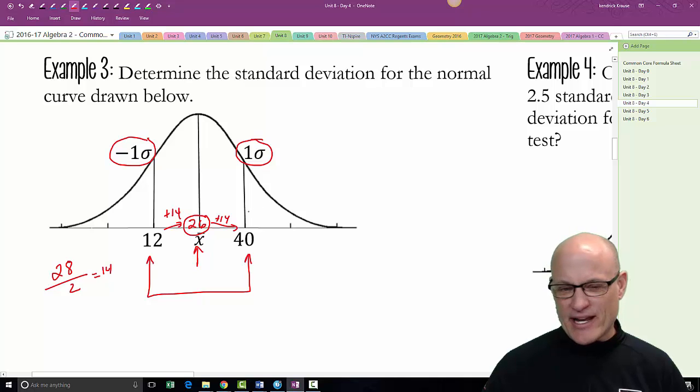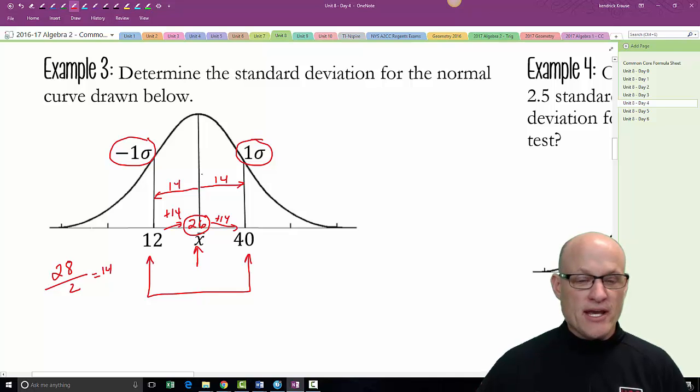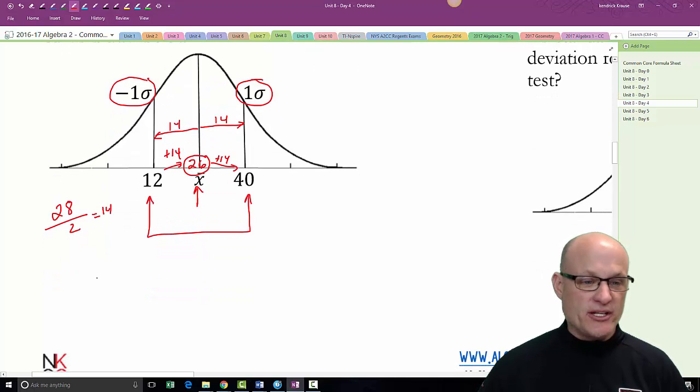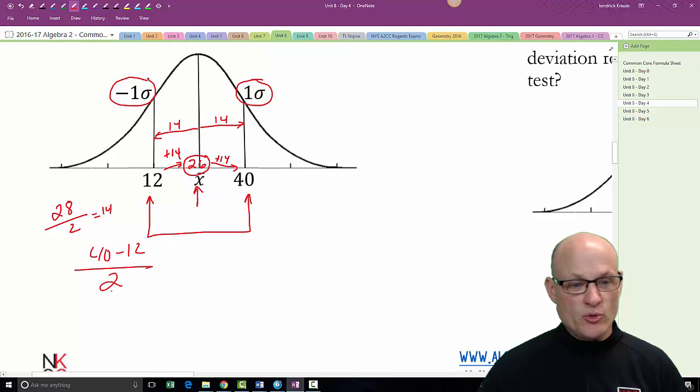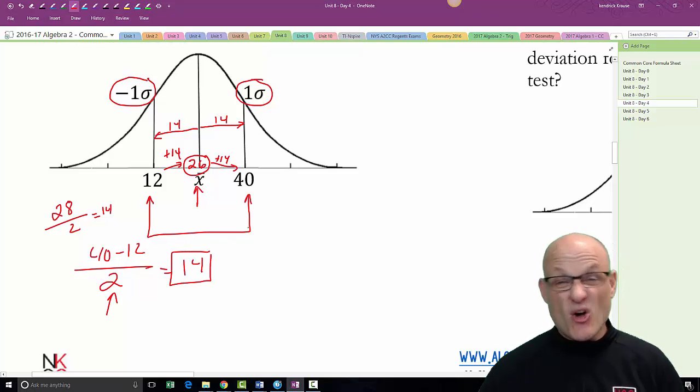Well, that's not exactly what they asked for. They asked for the standard deviation. Well, the standard deviation then would be just what is that distance to go there? 14. What is that distance to go there? 14. And this math that we just did here, this 40 minus 12 over 2, because it was 2 standard deviations, told us we could go right directly to the answer in this case and just say, oh, the answer is 14.